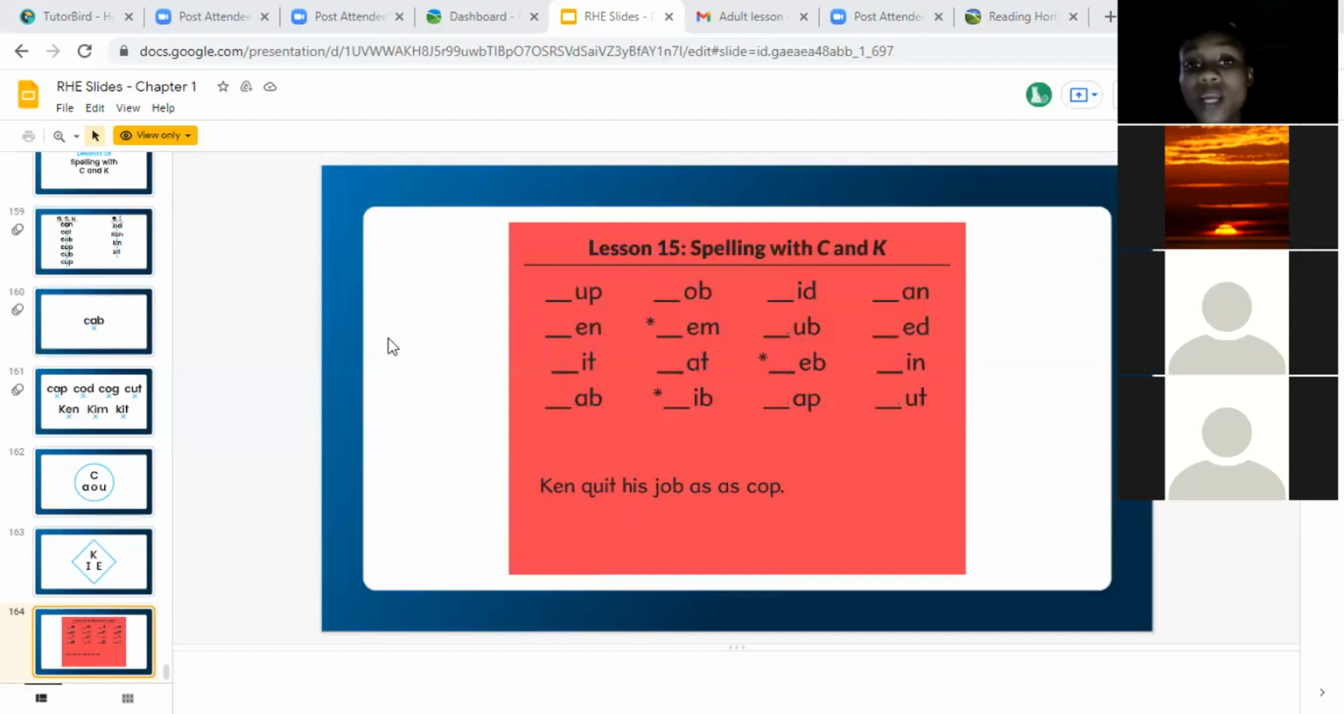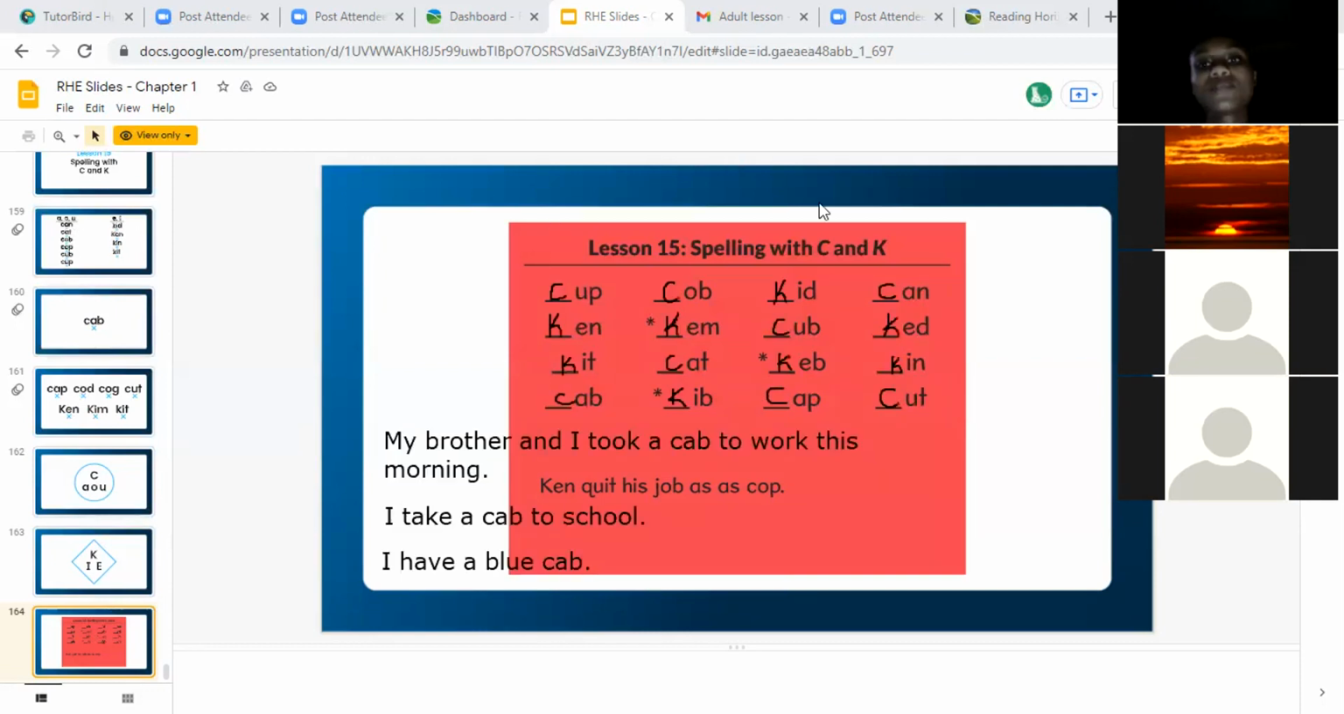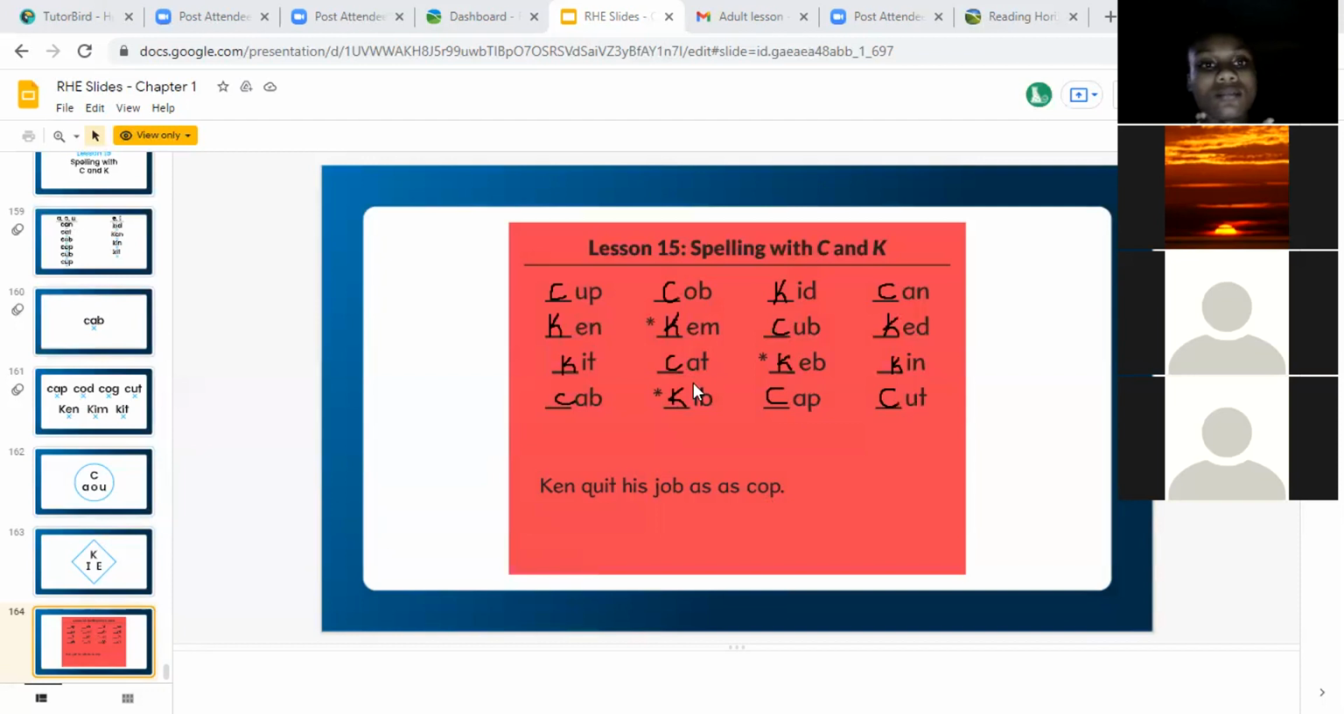So the next word we are gonna do is cap. Okay, the cap. Which one? Cap. Cap, all right. So go ahead with that one. I have a blue cap.